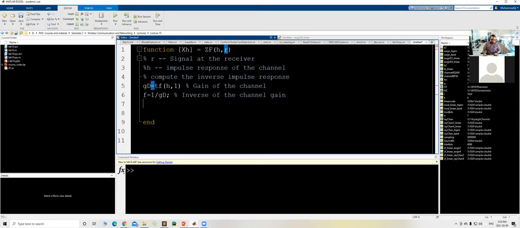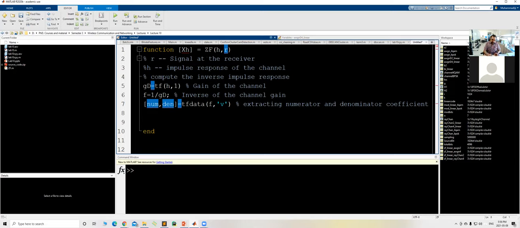Now let's extract the numerator and denominator data from the transfer function. We have a built-in function which is TF data. TF data extracts the numerator and denominator coefficients from the transfer function. So we have the inverse of the transfer function, and then we have to extract the values in the form of vectors. Let me comment it as well for your understanding: extracting numerator and denominator coefficient. Okay, so that is it.